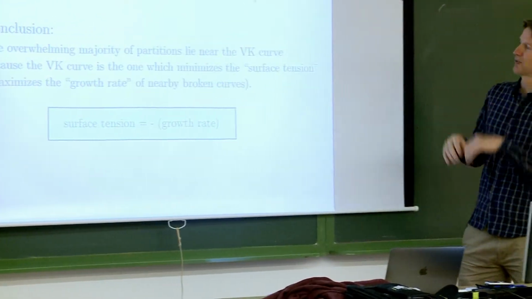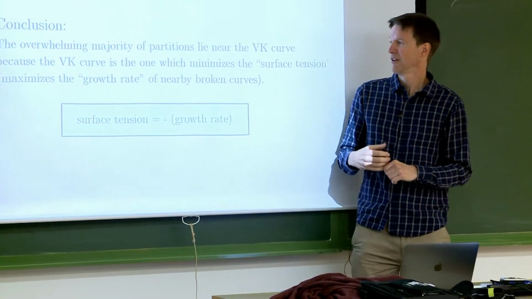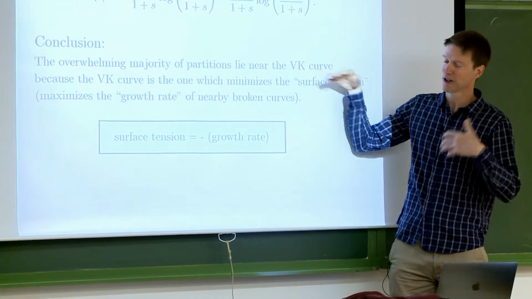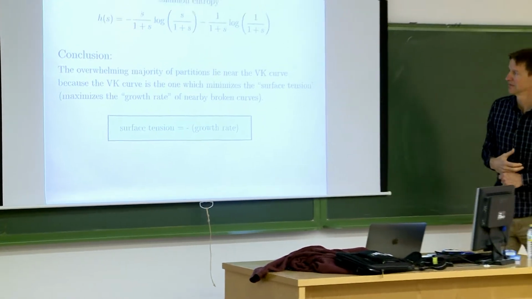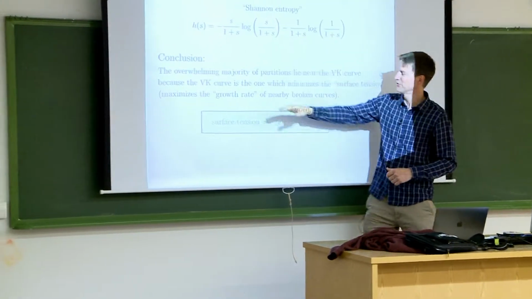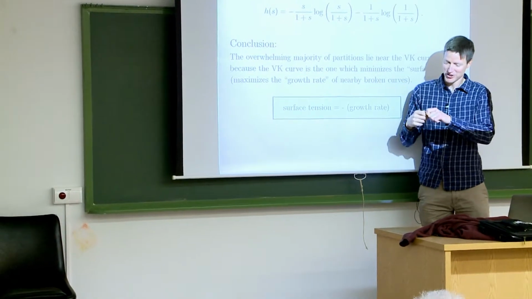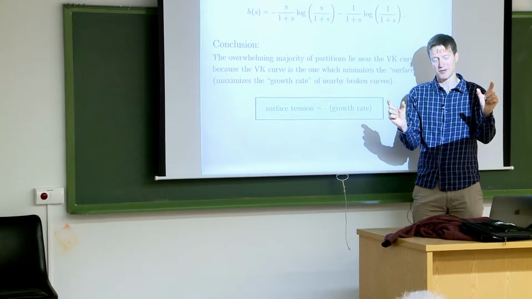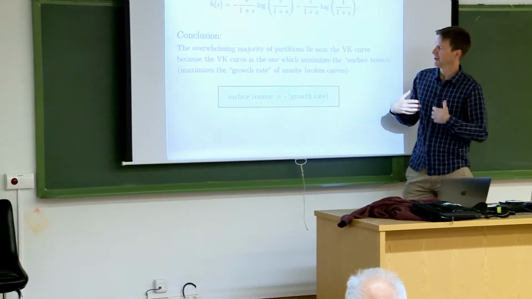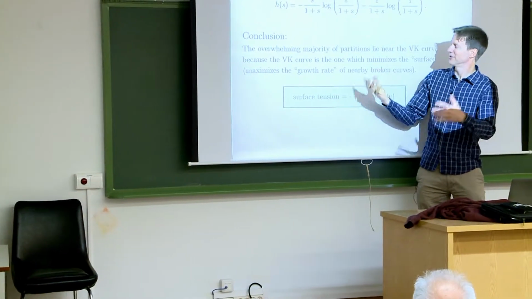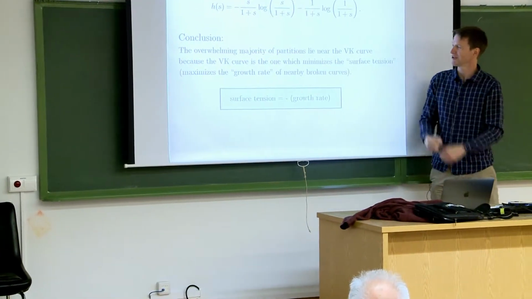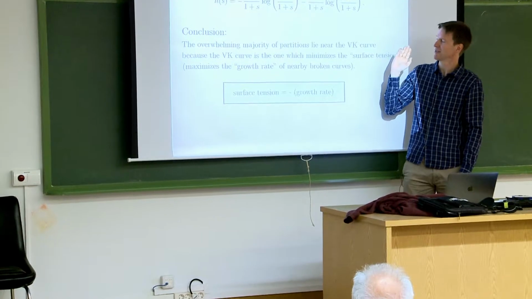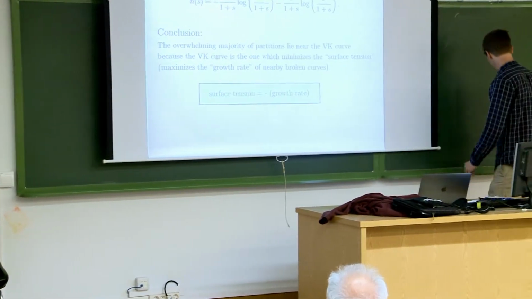So each curve has its own growth rate, and the overwhelming majority of partitions lie near the particular curve which maximizes that growth rate. Remember, we're not just counting the number of curves, we're counting the number of curves for each epsilon. Epsilon is the mesh of the lattice. And the growth rate is like the speed at which it grows as epsilon goes to 0. It turns out by concavity, there's a unique curve which maximizes that growth rate, and that is the Vershik-Kerov curve.